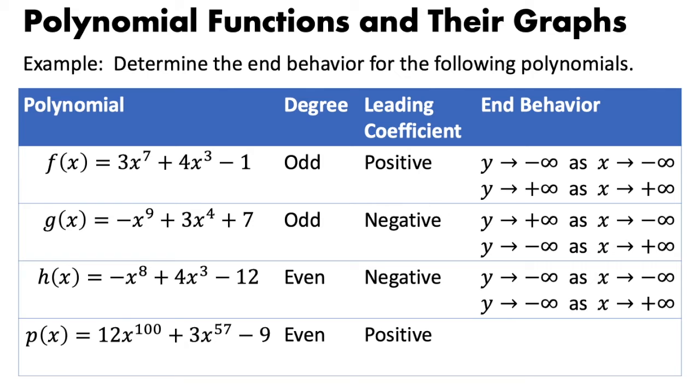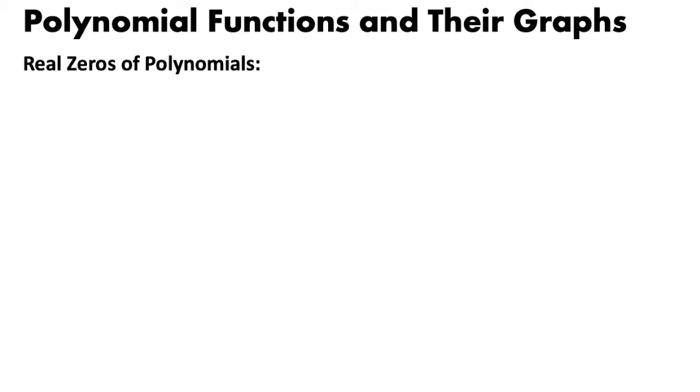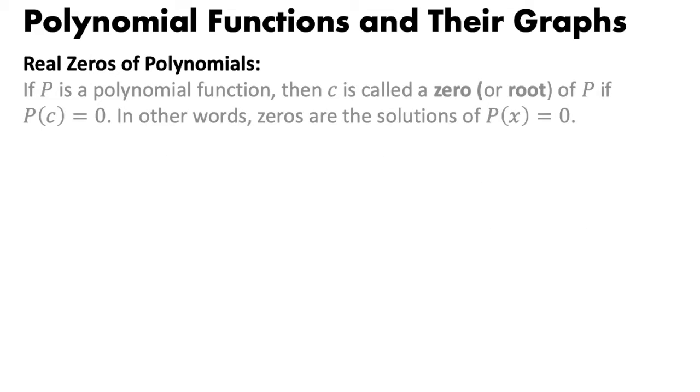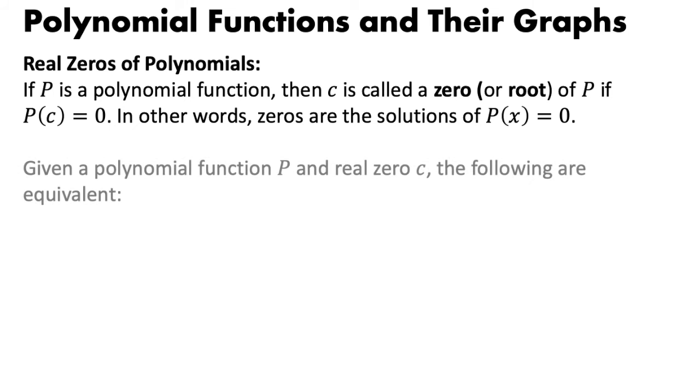So y approaches positive infinity as x approaches negative or positive infinity. Let's talk about zeros of polynomials. If p is a polynomial function, then c is called a zero or root of a polynomial function if p of c equals 0. In other words, zeros are the solutions of p of x equals 0.